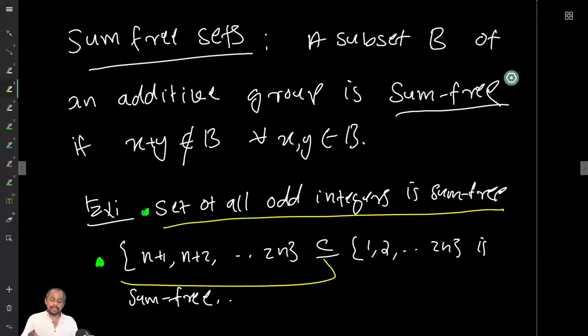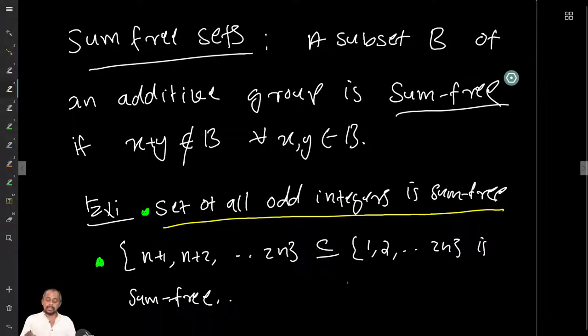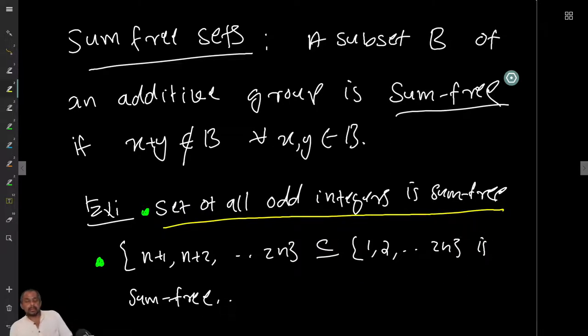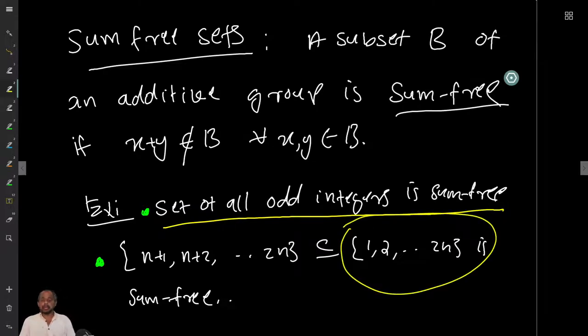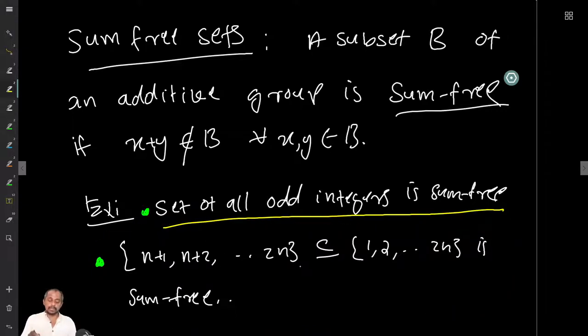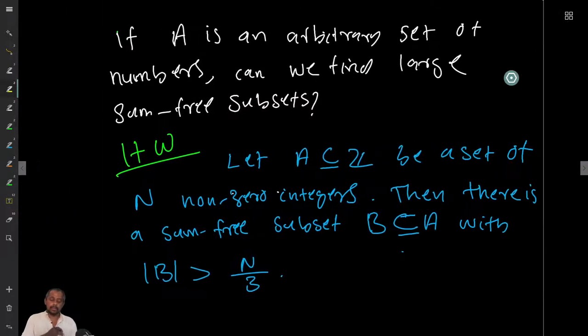If you look at finite sets, for example, n plus 1, n plus 2, etc., 2n is a subset of 1 to 2n. And you can look at the addition modulo 2n, right? And then in this group, this subset is also something, right? So if you add any of these two, you are going to get something less than this, which is not in this, right?